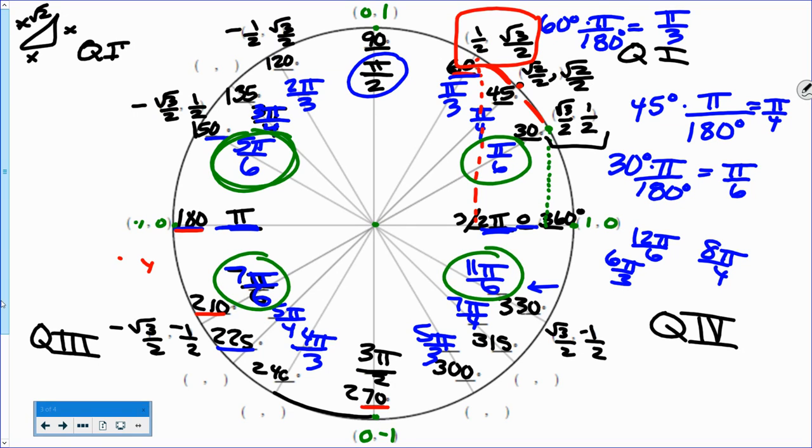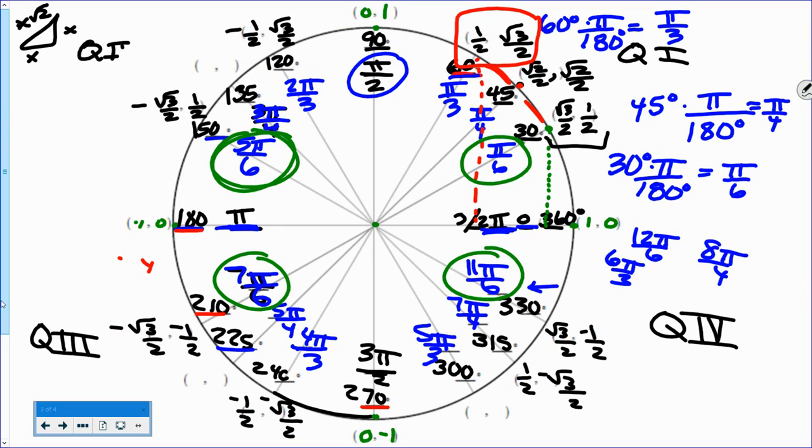Hopping into quadrant 3, 4 pi over 3 would be this angle. So I would write 1/2, comma square root of 3 over 2, but they are both negative in quadrant 3. In quadrant 4, I would put 1/2, comma square root of 3 over 2, but I need a negative y value. So a negative square root of 3 over 2 would be the y in quadrant 4. Okay, it looks like a lot of stuff, but we're writing the same things over and over and over.